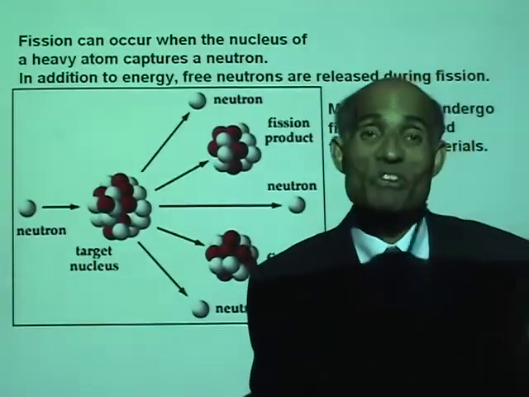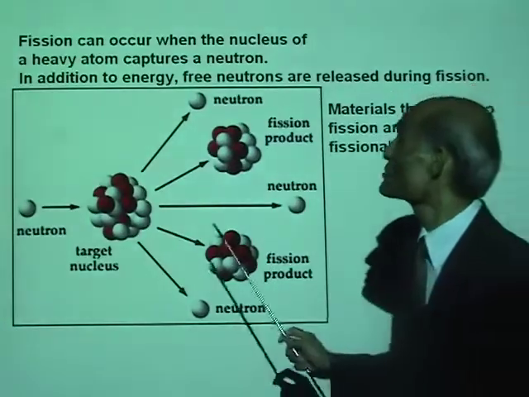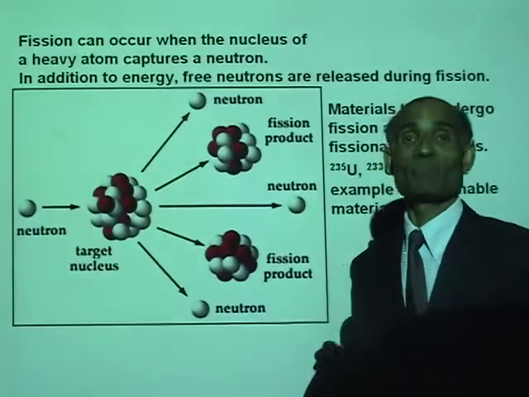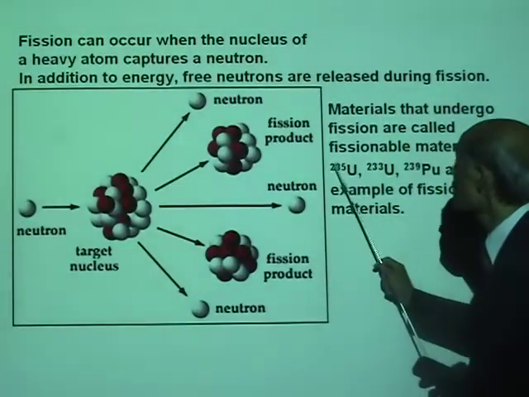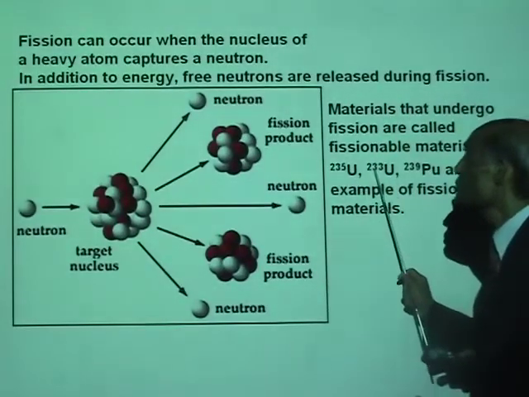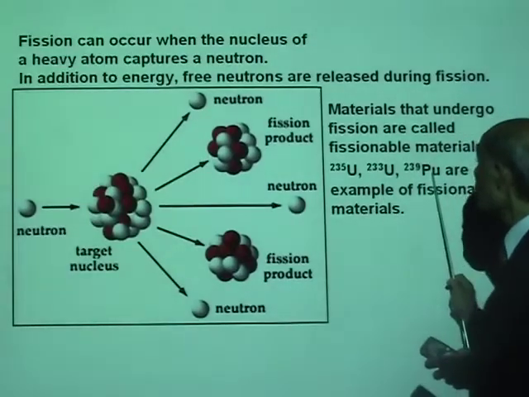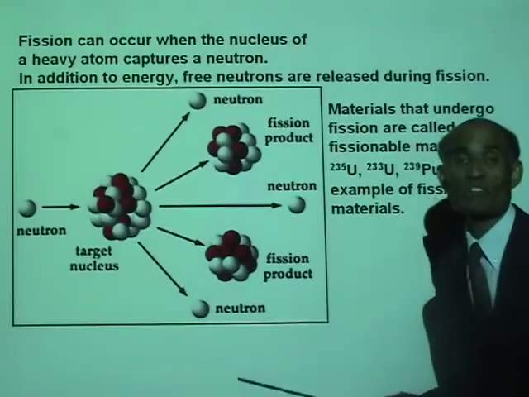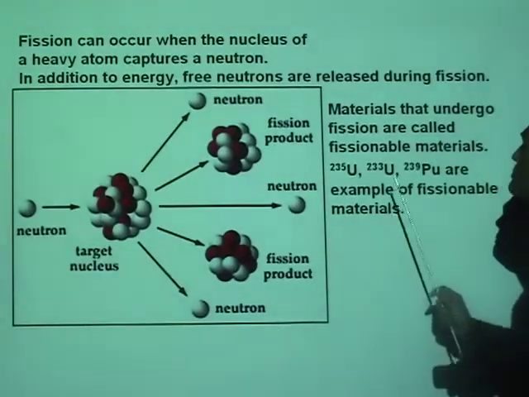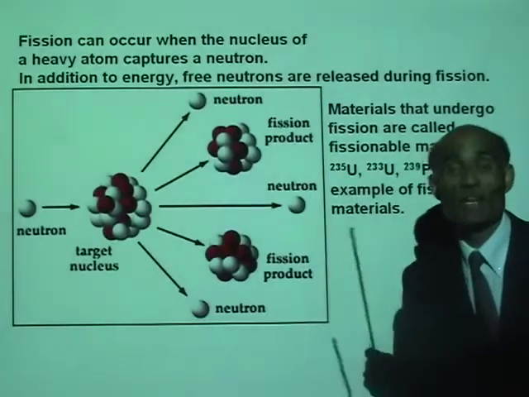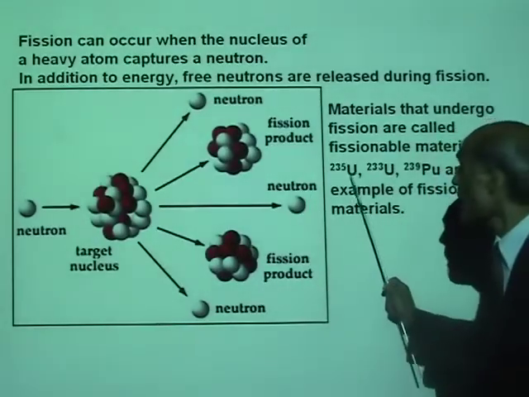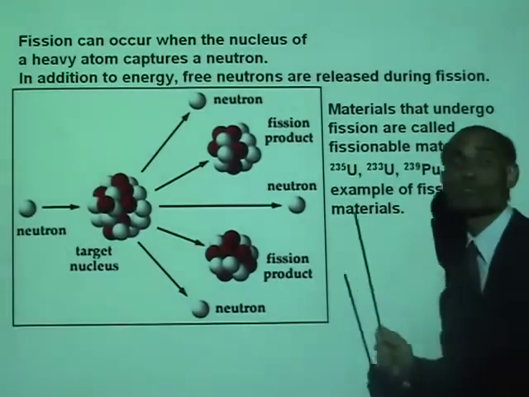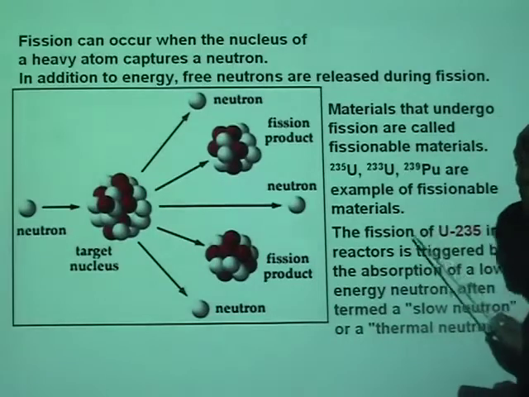One good fissionable material is the isotope of uranium called uranium-235. So uranium-235, uranium-233 and plutonium-239. Now these are some good examples of fissionable materials. Most commonly used fissionable materials are uranium-235 and plutonium-239.